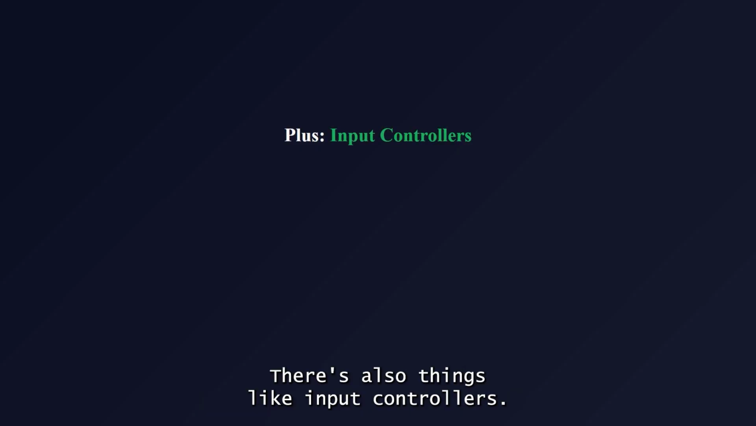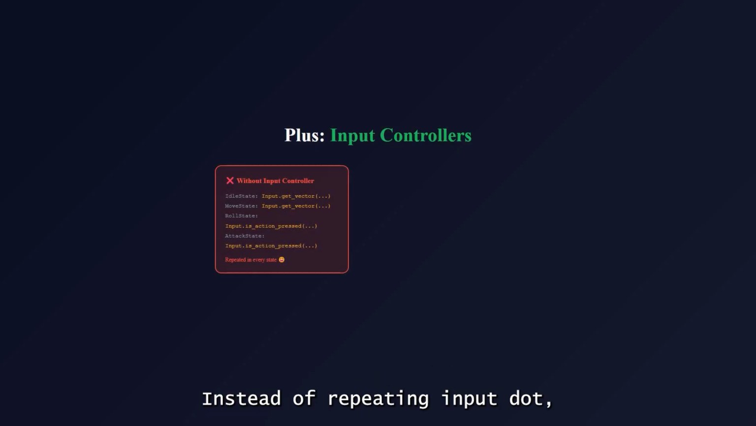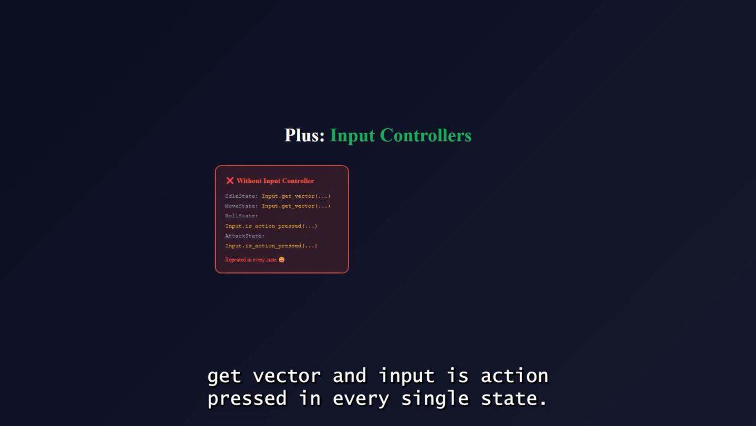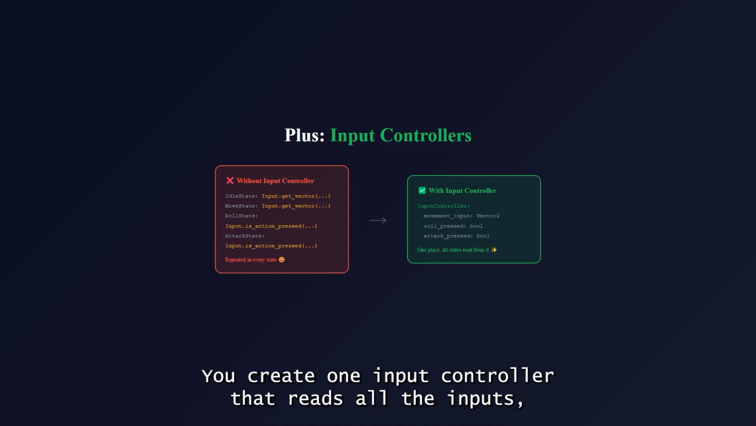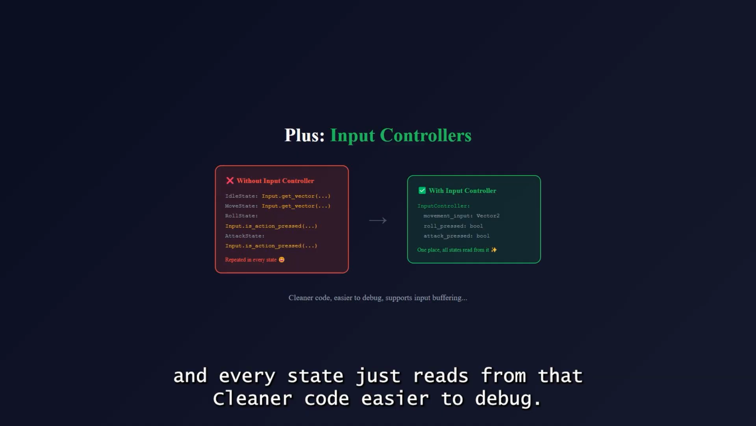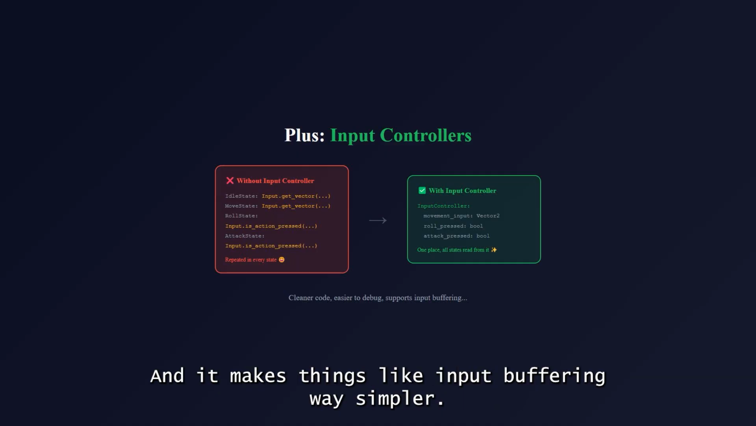There's also things like input controllers. Instead of repeating input.get_vector and input is action pressed in every single state, you create one input controller that reads all the inputs, and every state just reads from that. Cleaner code, easier to debug, and it makes things like input buffering way simpler.